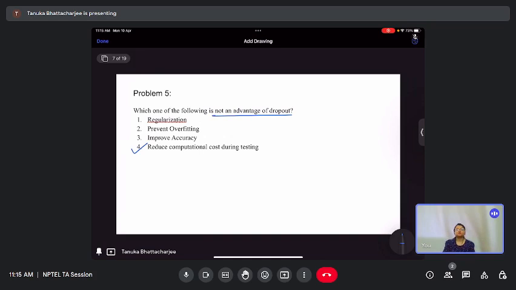So what do we do in dropout? We use dropout mainly during training. Let's say you have a neural network. When you are using dropout in a particular layer, in each iteration you randomly choose a number of neurons from that layer and drop those from the network.